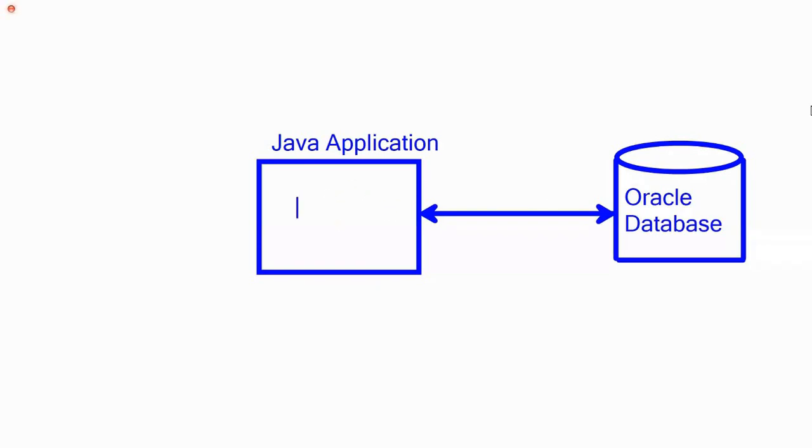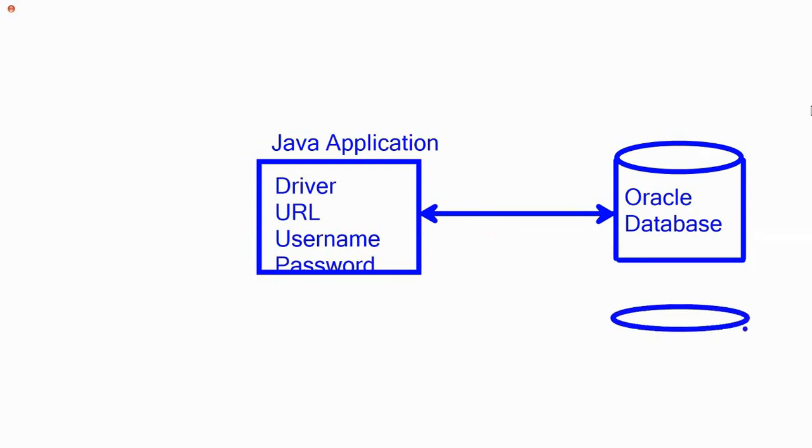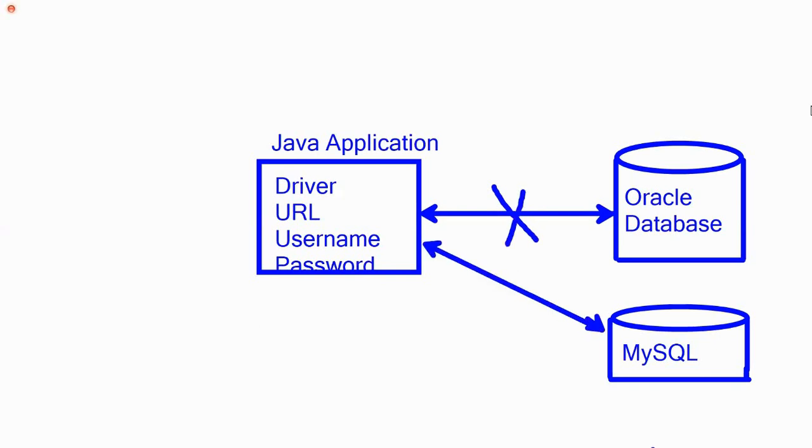Now, in this program we'll write the driver. In this program only, we'll write the URL, the username, and the password. Then this Java program is connected to the Oracle database. If you want to change the database, suppose it's another database, for example a MySQL database, then I want to remove this connection and connect to this MySQL database.